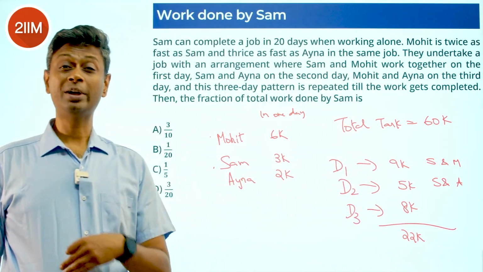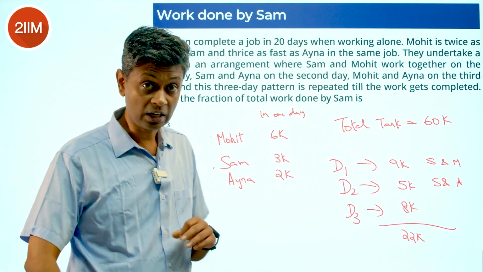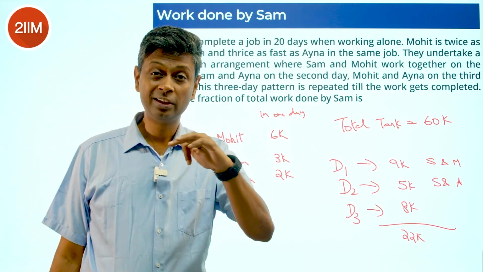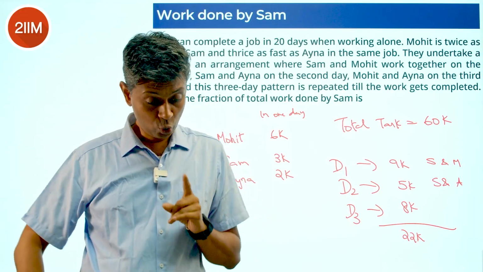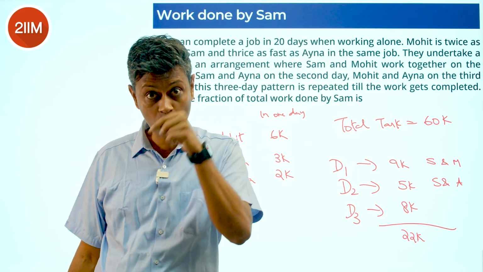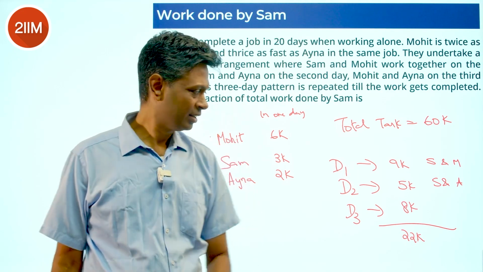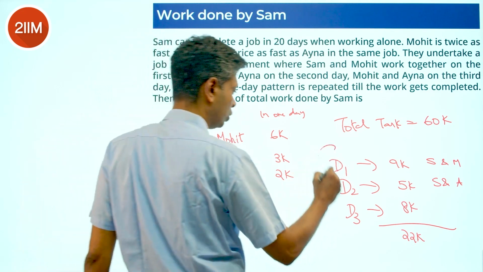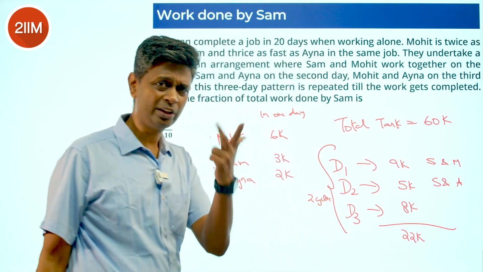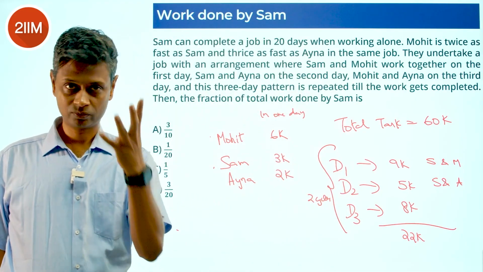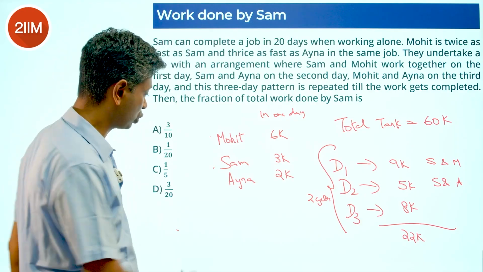So in first 3 days, 22k will get done. Next 3 days, another 22k will get done. The next 3 days, another 22k will get done. By that time, we'll get finished. So the whole task is going to get finished before 9 days. First 6 days. So we're going to do this of 2 cycles. Day 1, day 2, day 3, day 4, day 5, day 6. Okay. So we're at 44k.